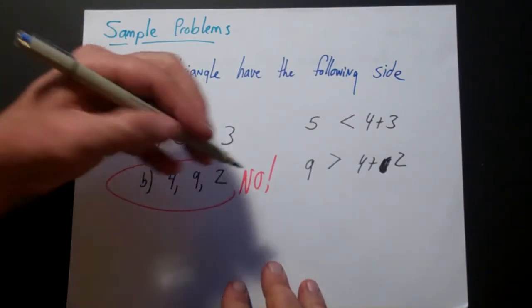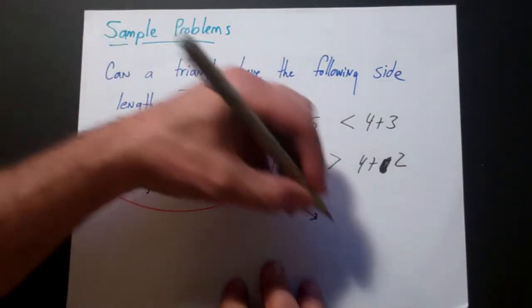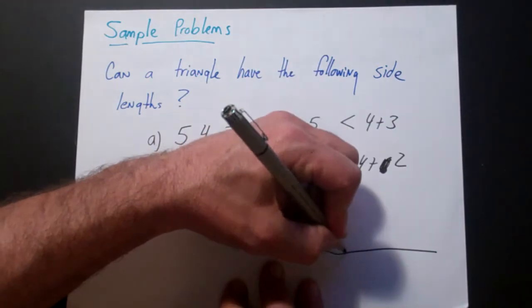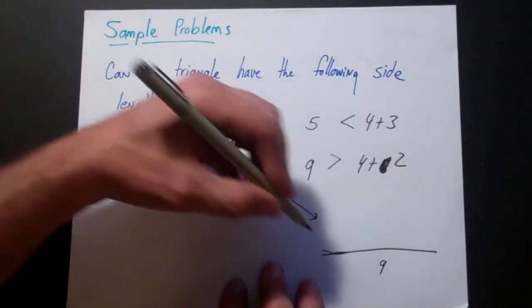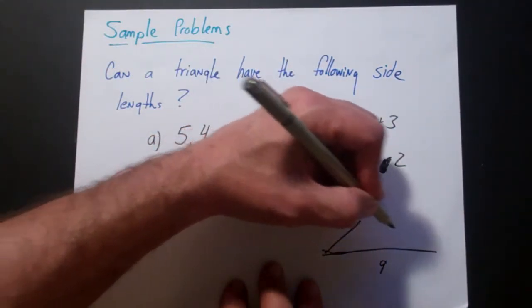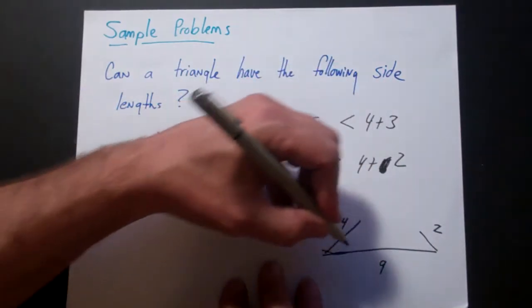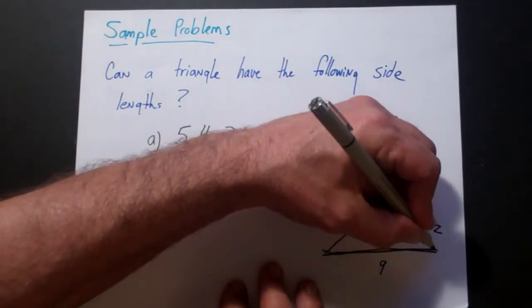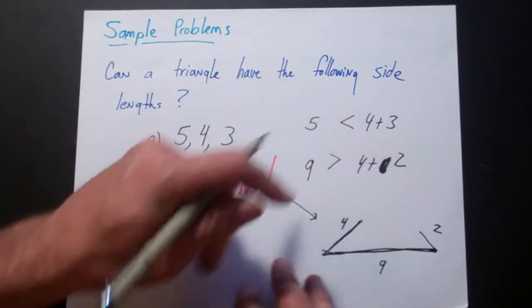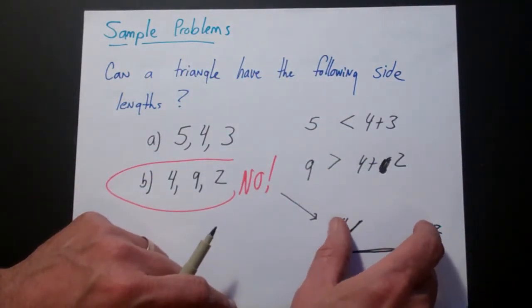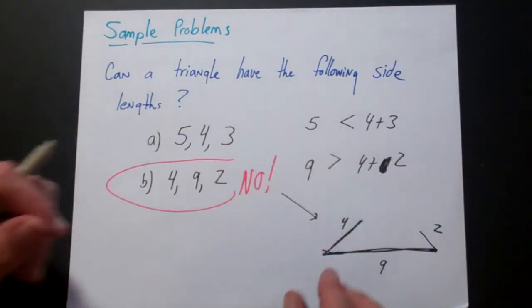If you think about why that's not a triangle, we could try to draw it. If you had a side length 9 and another side length 4, another side length 2, you can kind of see it. Even though I didn't measure these out, you can get the idea. These two sides wouldn't reach, is the way you can think about it.